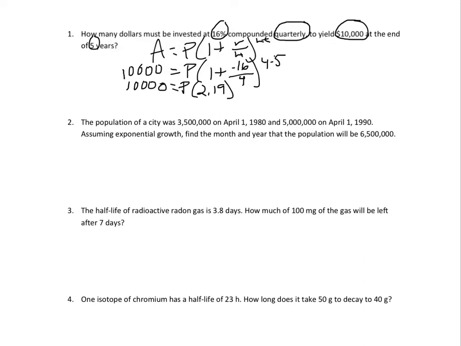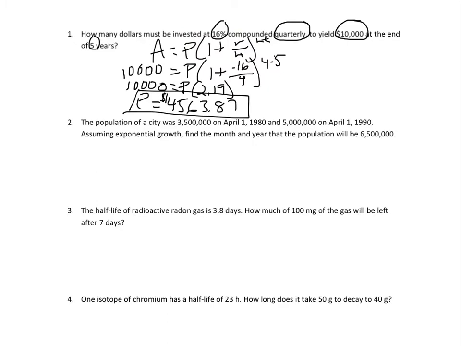10,000 divided by the second answer. Or sorry, the second negative gets you the answer if you want to use that. Or you could use 2.19. And your answer is P equals 4,563.87.